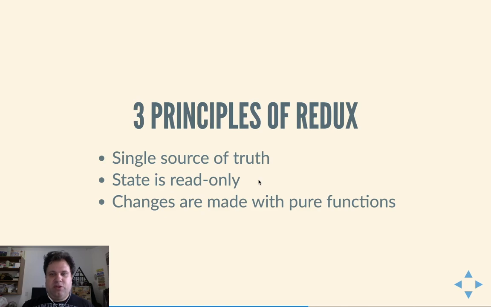Here are the three principles of Redux. Redux is meant to be the single source of truth for your entire application state. The state of your application in Redux is supposed to be read-only. You are not able to mutate it directly. And third, the changes that are made to your application state are made with pure functions.